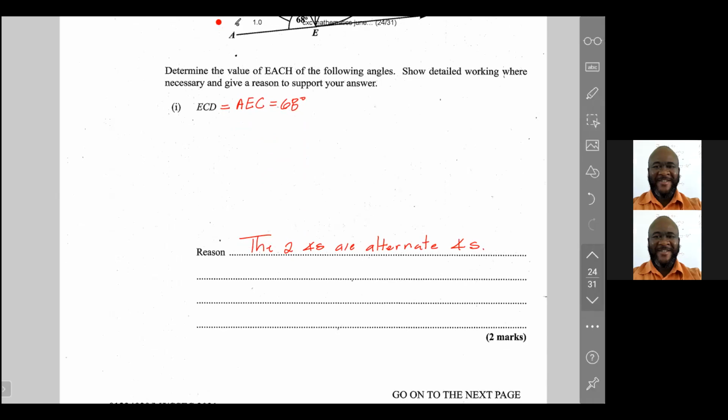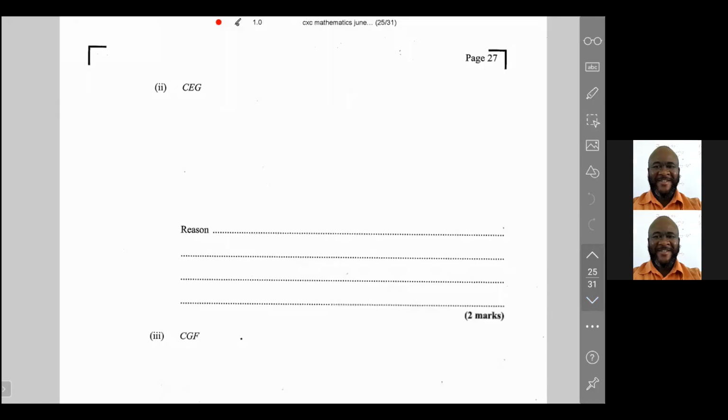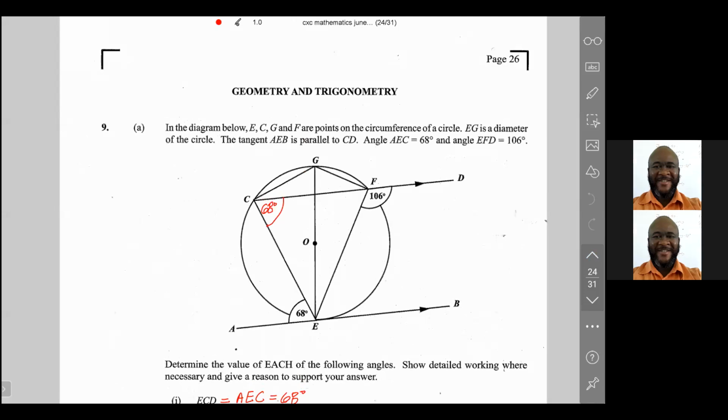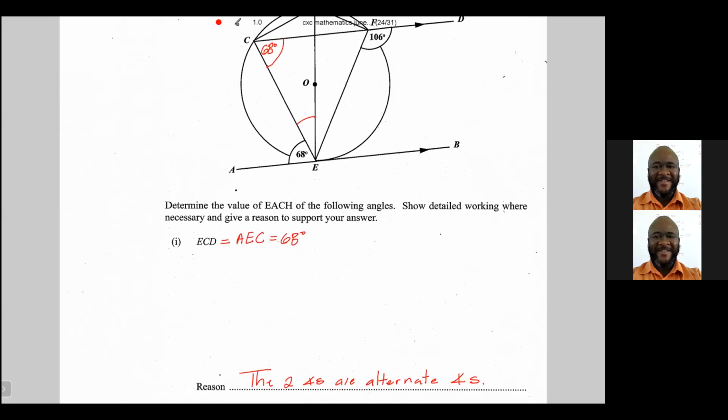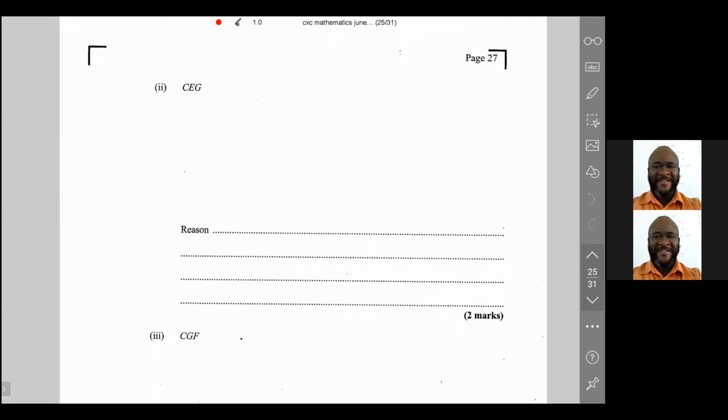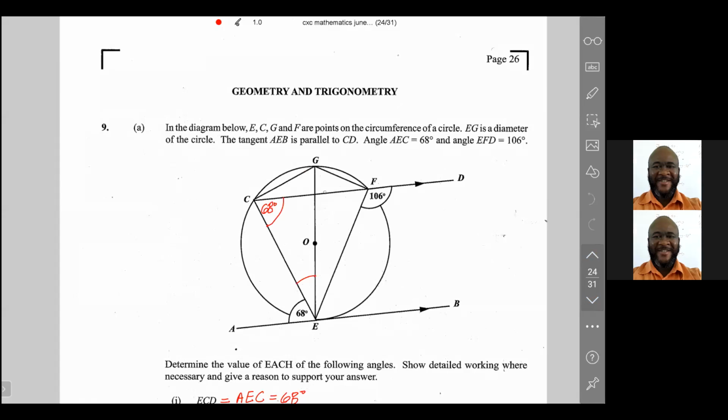All right, so let's see what's next. Next, we're asked to find angle CEG. We need to find this angle here. All right, angle CEG. So for me, looking at it, well, let's go back. First of all, OEA would be 90 degrees. So this entire angle here is 90 degrees.